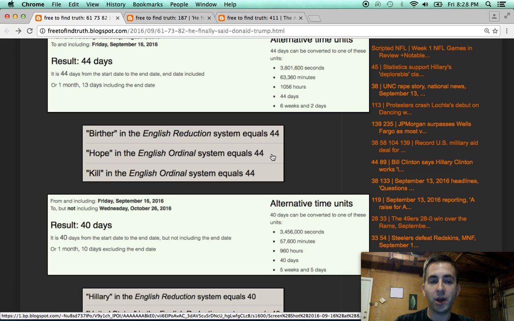Remember, Obama ran on hope? Every president to die in office has died by the number 44. The word kill equals 44. The name Abraham equals 44. The nickname Honest Abe equals 44.